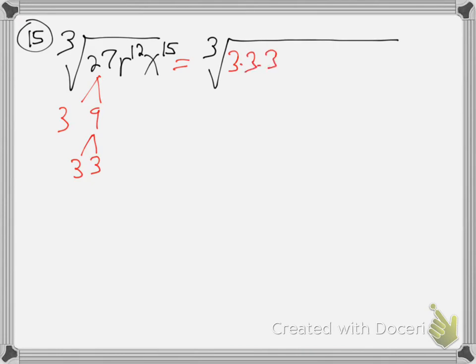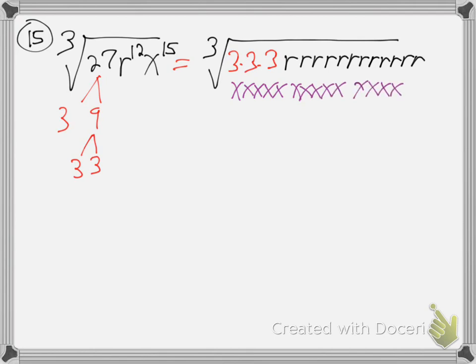And then what about the r's? Well, there's 12 of them. 1, 2, 3, 4, 5, 6, 7, 8, 9, 10, 11, 12. And what about the x's? There's 15 of them. 1, 2, 3, 4, 5, 1, 2, 3, 4, 5, 1, 2, 3, 4, 5.